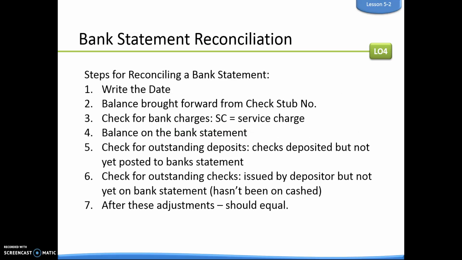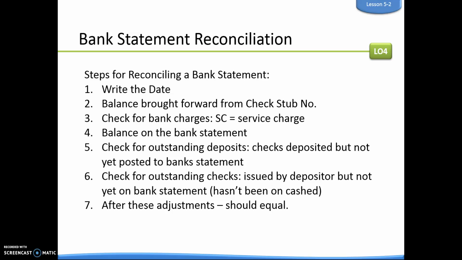So here are the steps for reconciling a bank statement. And again, we're going to go through these together when we do the work together, but I did want to have them just in one place so that you could come back and check them quickly if you needed to. So the first thing is obviously we're going to do the date. We want to make sure that we have the balance that's brought forward on our next check stub. We're going to check for any service charges, which are oftentimes abbreviated as SC. And then we're going to balance our bank statement.